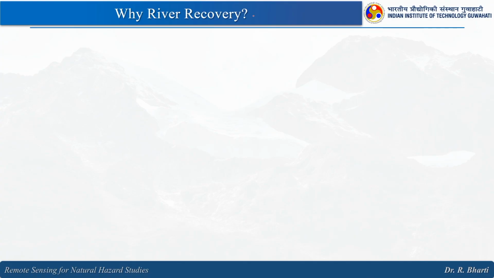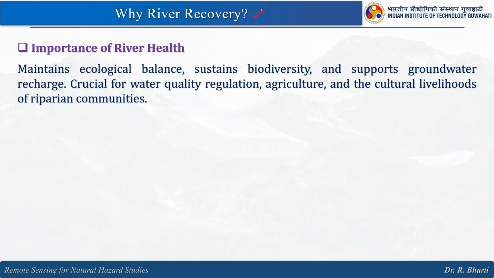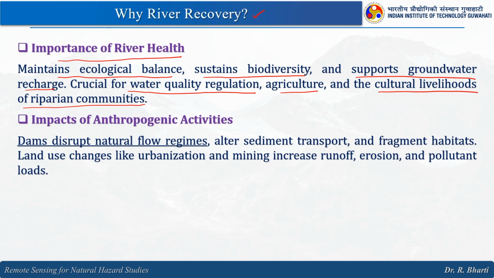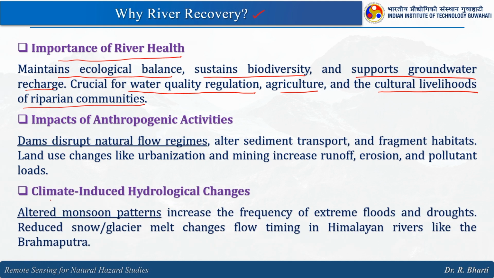So why is river recovery important at all? We discussed the importance of river health in the previous slide. It helps to maintain the ecological balance, sustain biodiversity and support groundwater recharge. It is crucial for water quality regulation, agriculture and the cultural livelihoods of riparian communities, right? The impacts of anthropogenic activities and climate induced hydrological changes are the two major factors that affect the river health.